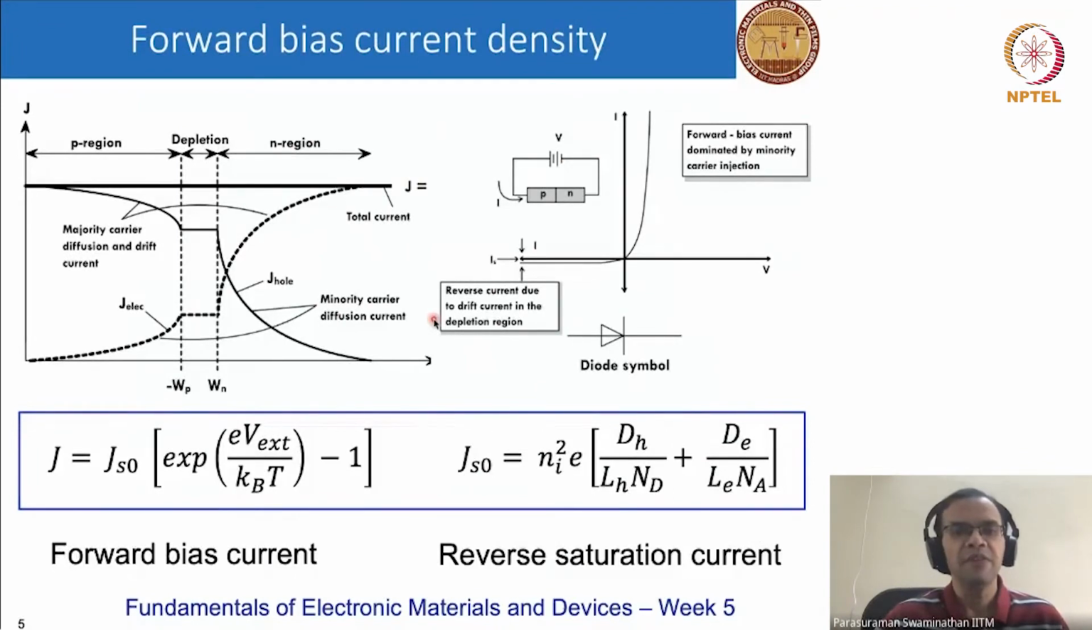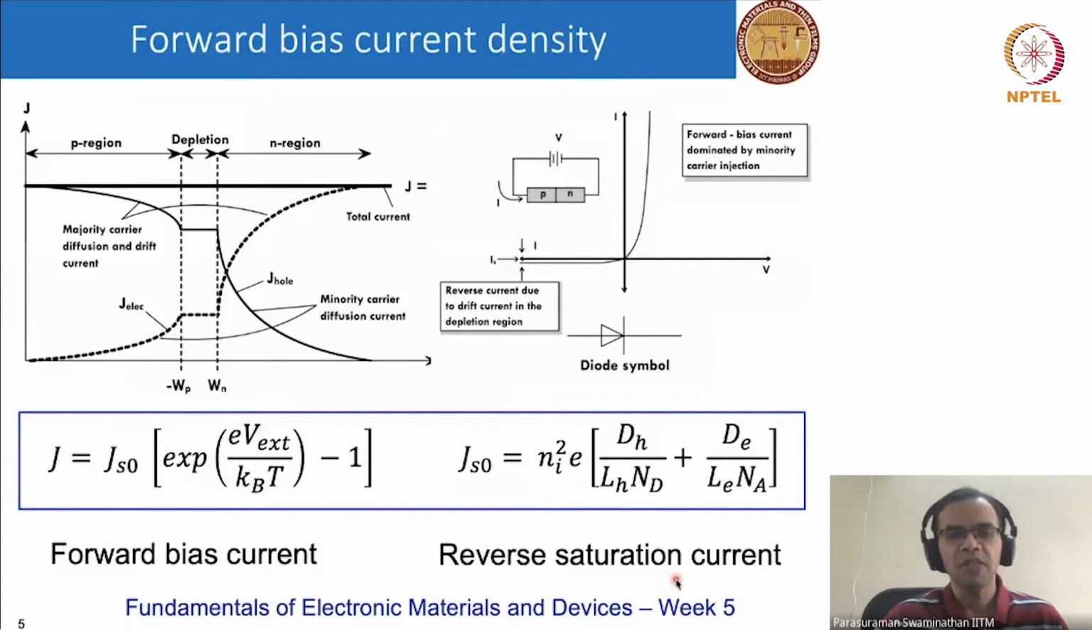So we can then define a total current in the case of forward bias. The total current is nothing but the sum of the contribution from the electrons and the holes, and we can write the total current J as the product of some Js0, where Js0 is called the reverse saturation current, times a term which depends upon the external potential. So the current J in the forward bias direction of a p-n junction increases exponentially with the applied external potential.